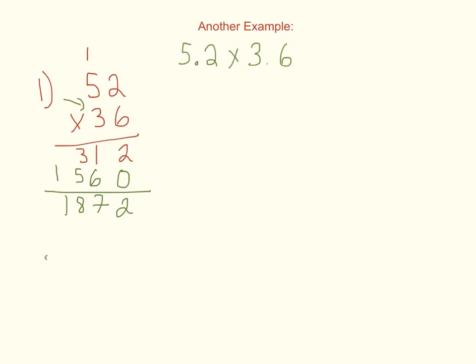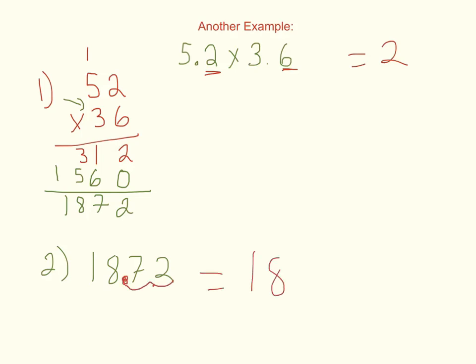Now in step 2, it said we needed to take that number and count how many digits come after the decimals in the question. Looking at our question, we've got 1 digit that comes after a decimal, 2 digits. So we need 2 digits: that's 1 digit, 2 digits, there we go, and our answer becomes 18.72. That's pretty much all there is to it: making sure that you're counting how many digits come after decimals, and moving your decimal that many places in your answer, and that's it.